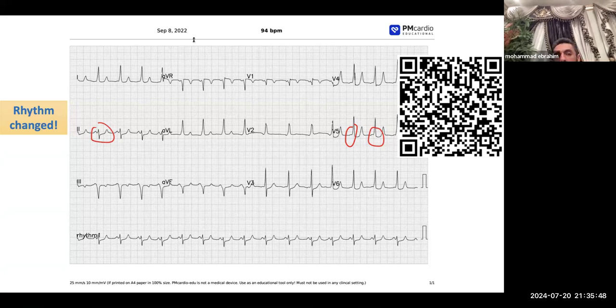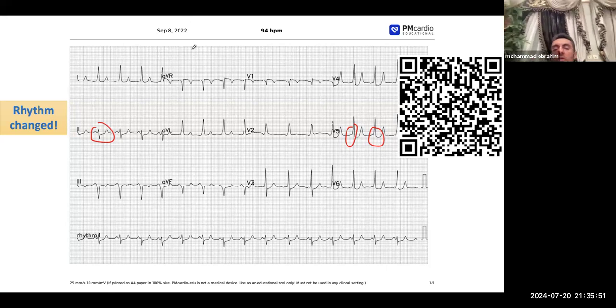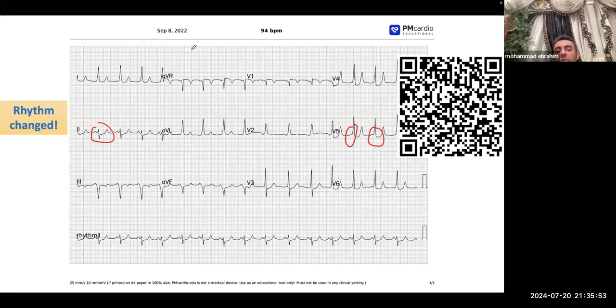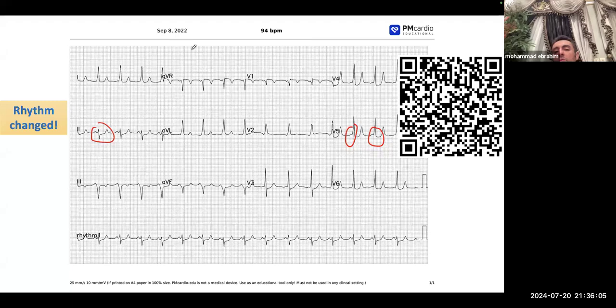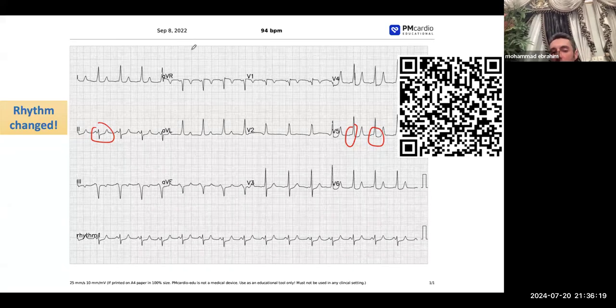WPW patients are at higher risk for developing AFib, and this is why sometimes we take WPW patients seriously, because they are at risk of sudden death. They get AFib, and then the AFib conducts down the accessory pathway very rapidly, and the patient goes into polymorphic VT or ventricular fibrillation. So that's why they might die suddenly. That's why we take WPW patients seriously. We try to ablate them to avoid sudden death risk, which is rare, but possible.